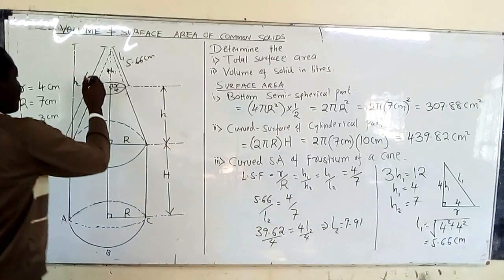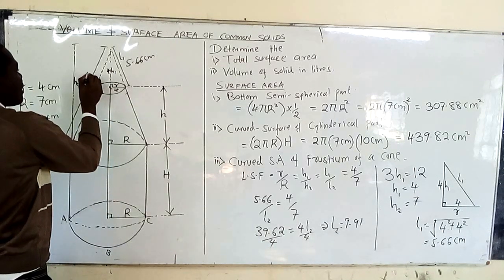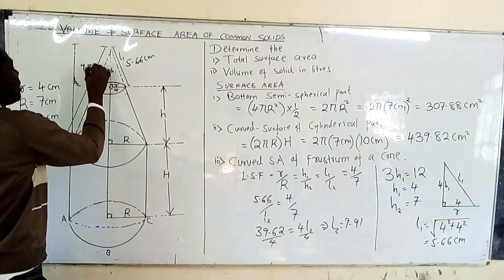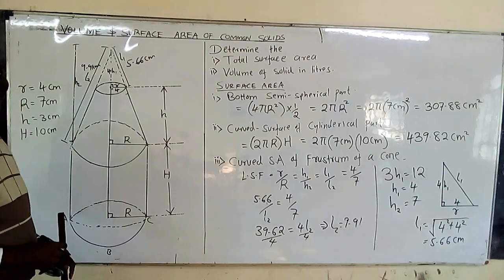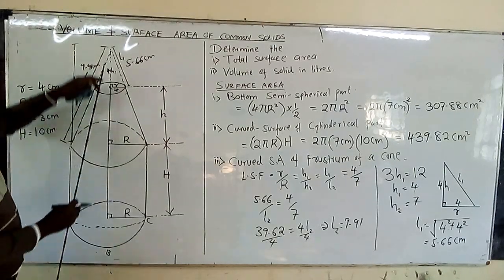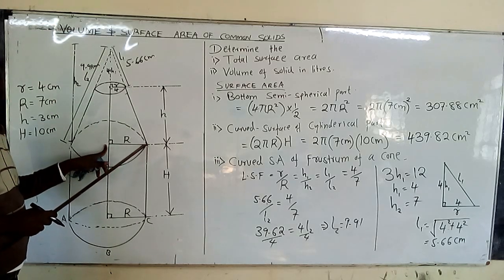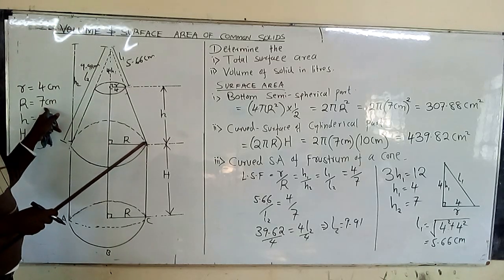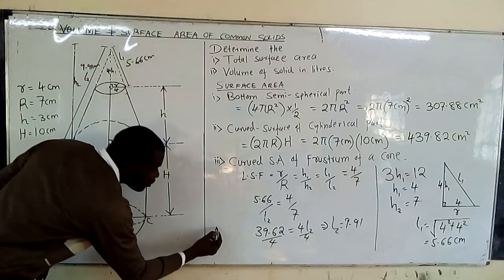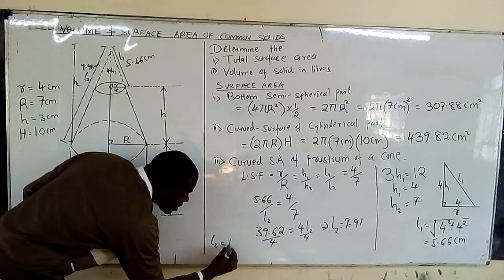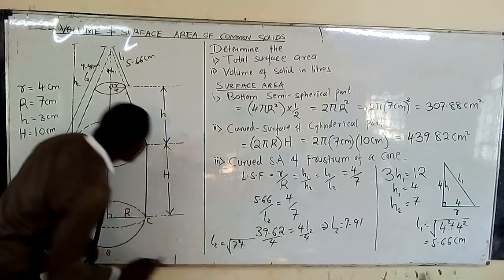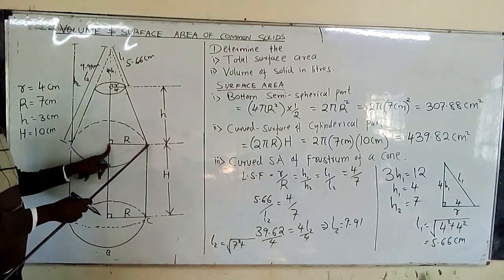So this longest slant height L2, you found it is 9.91 centimeters, isn't it? But you can as well use the Pythagoras theorem, because of the whole of this length and this R. This bigger R you are told is 7 centimeters. So L2 is as well the same as Pythagoras theorem. 7 centimeters squared, that is the base, isn't it?